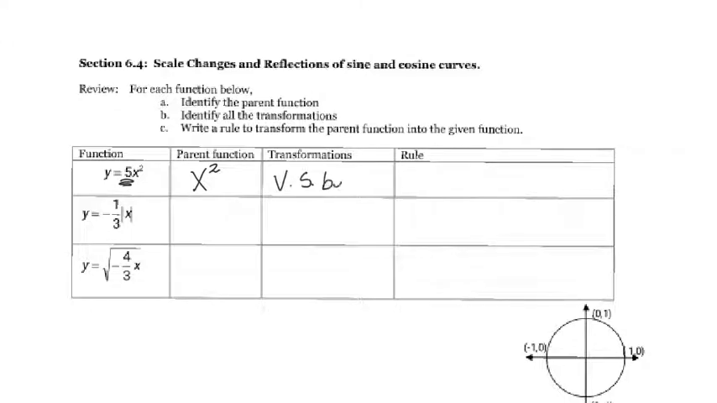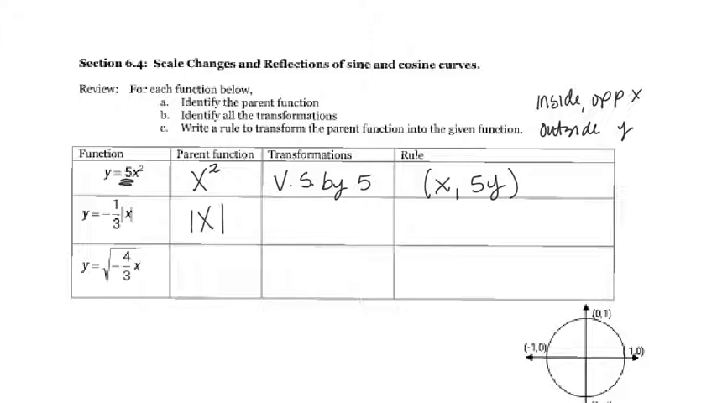stretch by 5. Now the rule, if you had me last semester, you might remember: if it happens inside, it goes opposite to the x, and outside goes to the y. So since the 5 is outside, it'll go to the y, and this will be our rule.